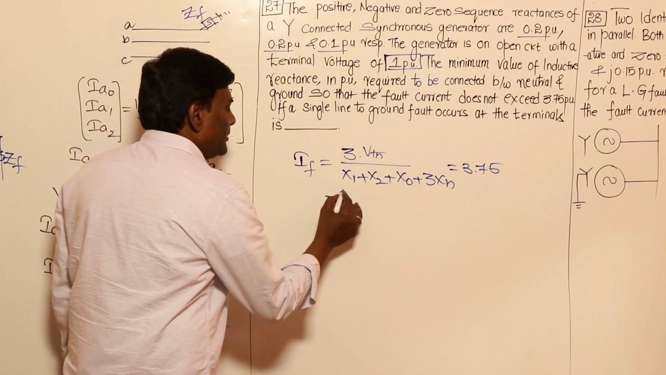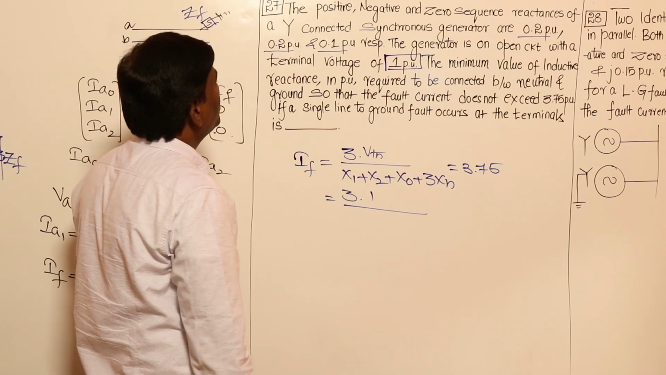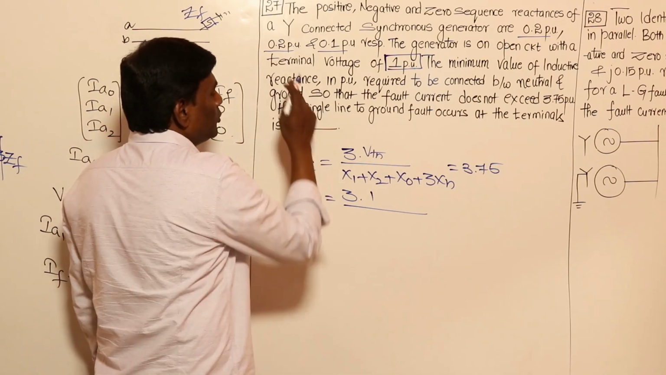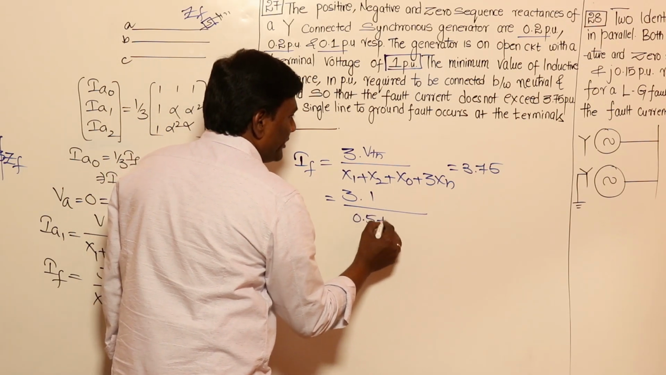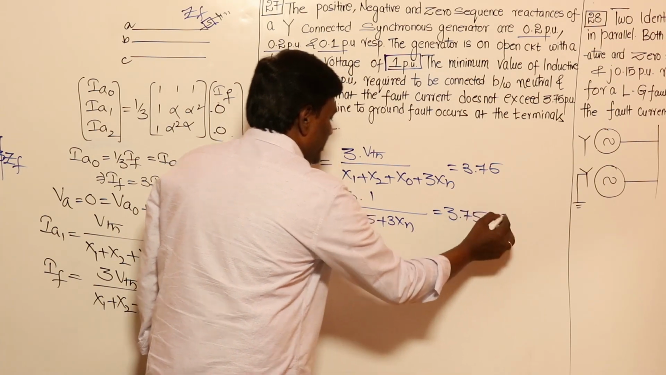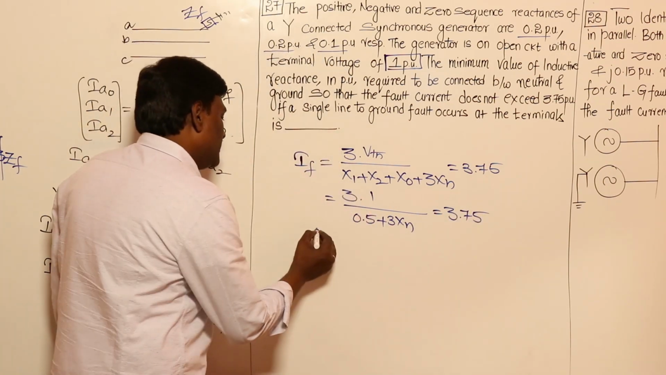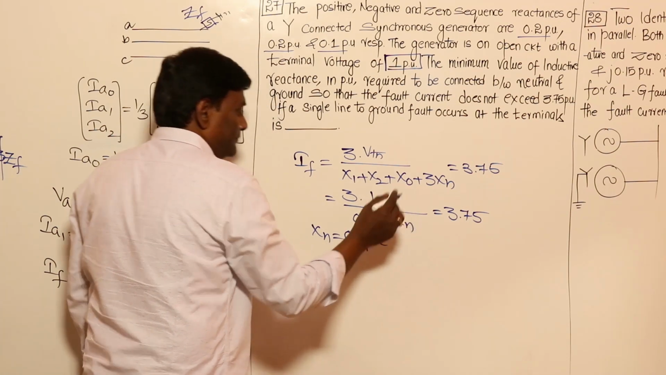Okay, so this is going to be 3 times VTH, which is 1, divided by x1 0.2, x2 0.2, x0 0.1. So 0.2 plus 0.2 is 0.4, plus 0.1 is 0.5. 0.5 plus 3xn should be equal to 3.75. Calculate xn. If you calculate xn, the value is going to be 0.1 per unit.